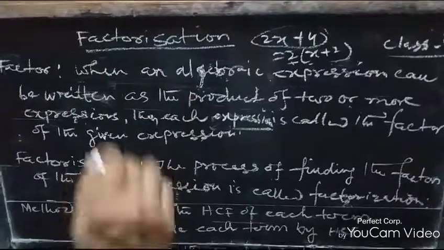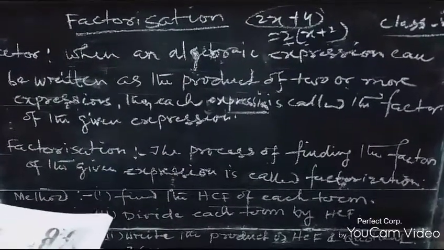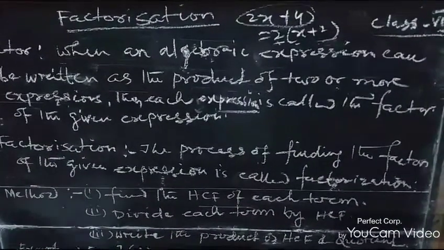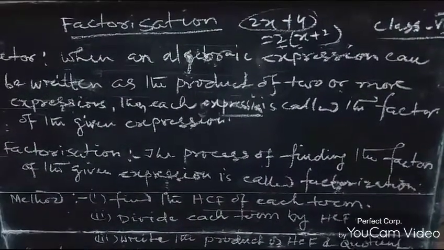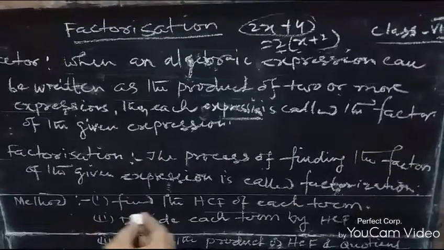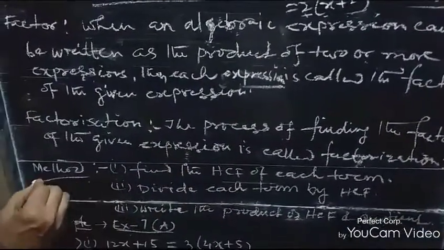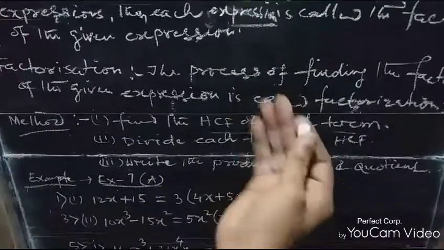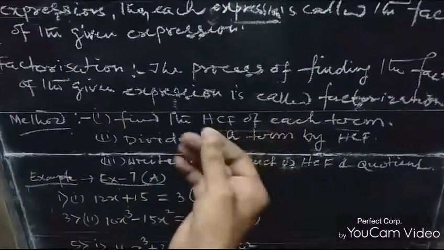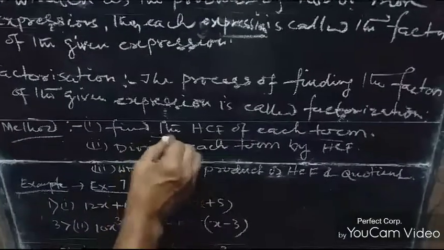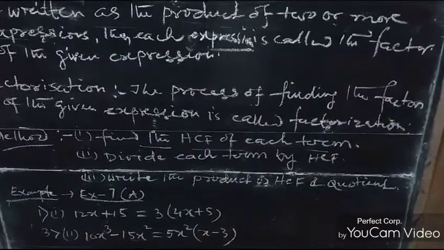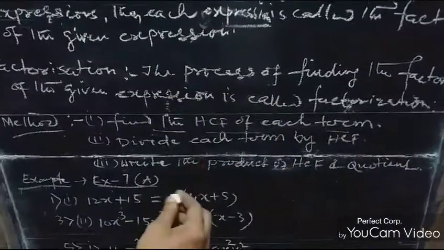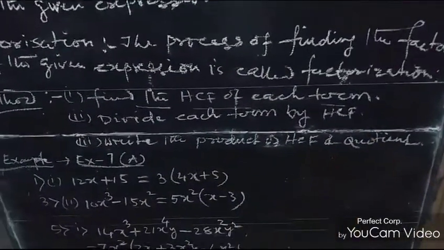Now method number 1: when a common monomial factor occurs in each term. The method is to find the HCF of the common monomial factors of each term, that is, find the factors of each term. Divide each term by their HCF. Write the product as the HCF and the quotient.